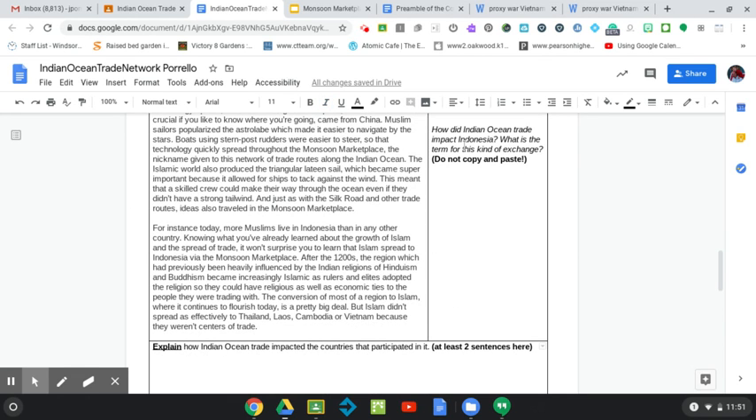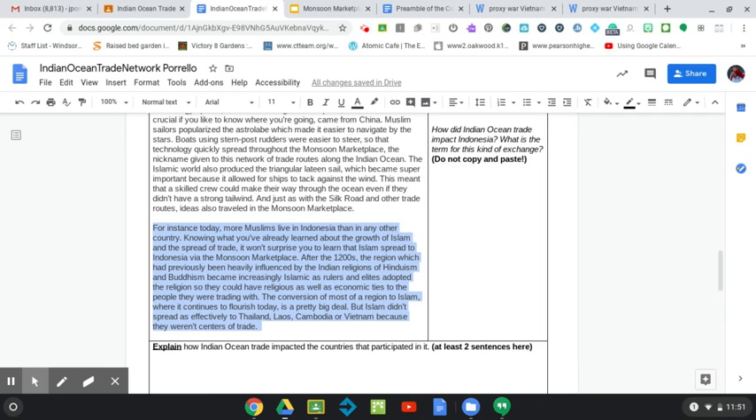How did Indian Ocean trade impact Indonesia? What is the term for this kind of exchange? That'll be in this last paragraph here. It says, for instance, today more Muslims live in Indonesia than any other country. Knowing what you've already learned about the growth of Islam and the spread of trade, it won't surprise you to learn that Islam spread to Indonesia via the monsoon marketplace.